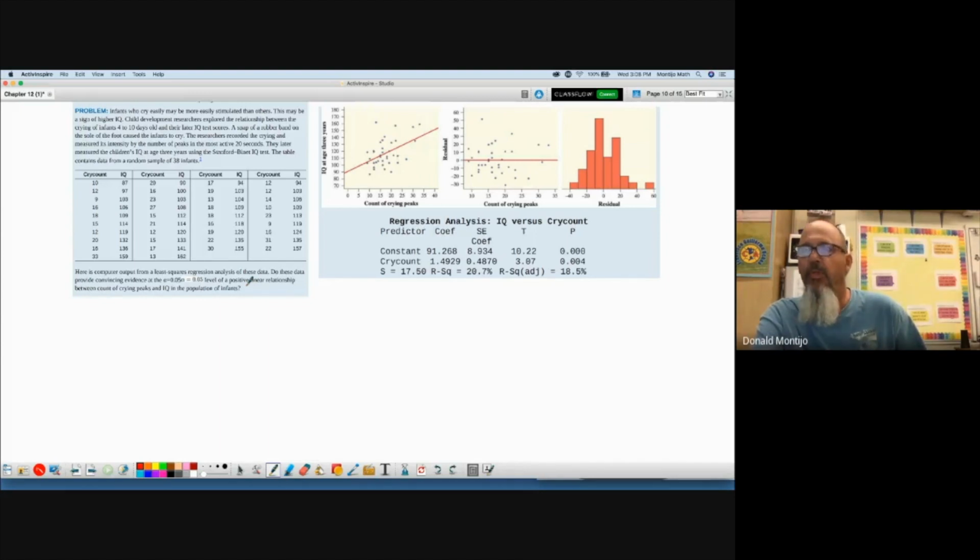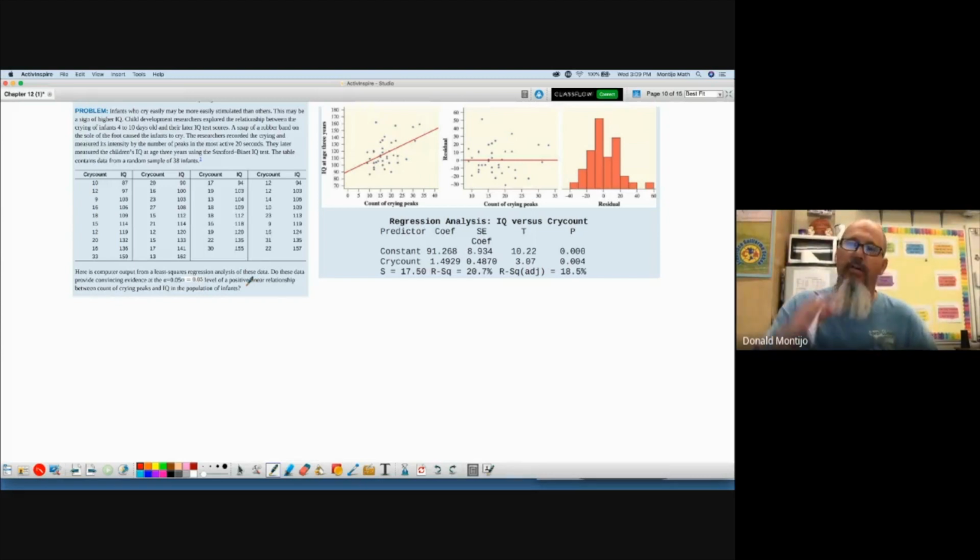Okay, so you can see all the data here. The computer output from the least squares regression analysis of this data. Do these data provide convincing evidence at the alpha 0.05 level of a positive linear relationship between count of crying peaks and IQ? What a weird test. Snap the bottom of the baby's foot with a rubber band to see how they cry. Doesn't sound cool at all.